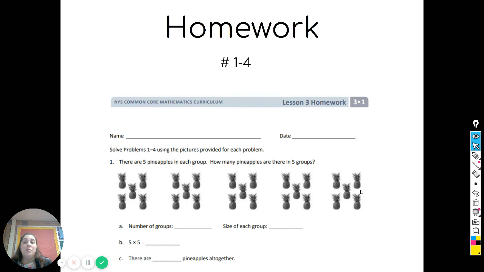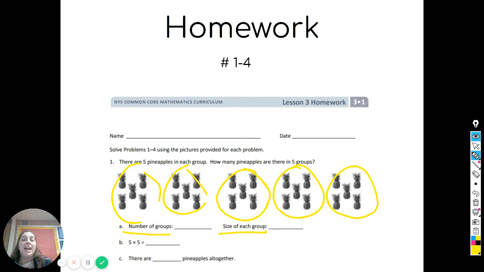Now we're going to go ahead and move on to the homework. The homework is going to be doing similar to what we have been doing, okay? Counting the number of groups and the size of each group, okay? So number of groups is how many of these groups are there. And remember, the size of each group is how many items are inside that group.